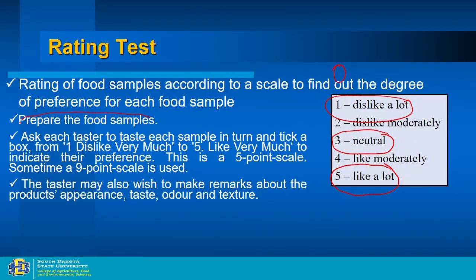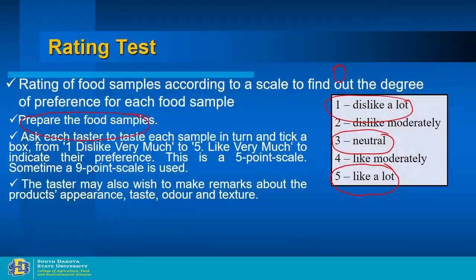So you need to prepare the food samples, ask each tester to test each sample in turn, and tick a box from 1, dislike very much, to 5, like very much. So this is a 5-point scale. Sometimes a 9-point scale is used. A lot of times these days when you call customer service for something, they always do the 5-point scale. Sometimes they also have a 0 there. The tester may also wish to make remarks about the product's appearance, taste, color, odor and texture, so you can give a separate place for them to comment about it.